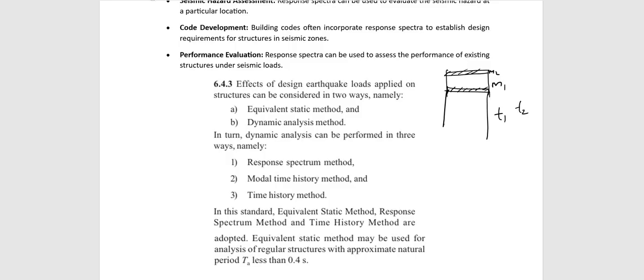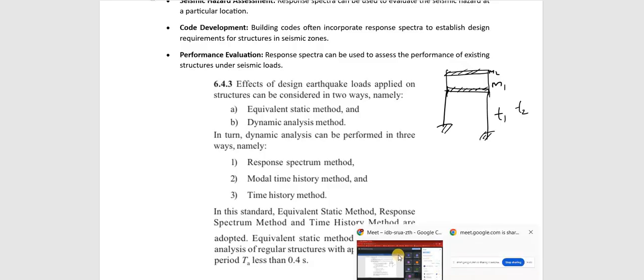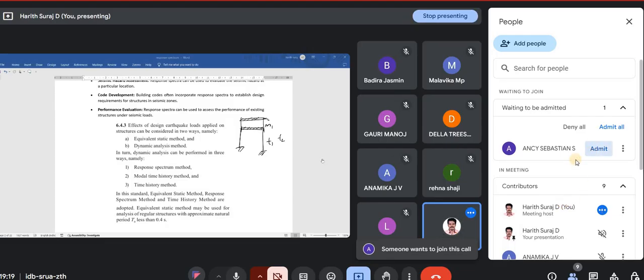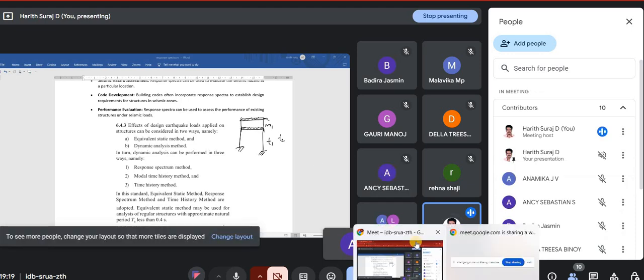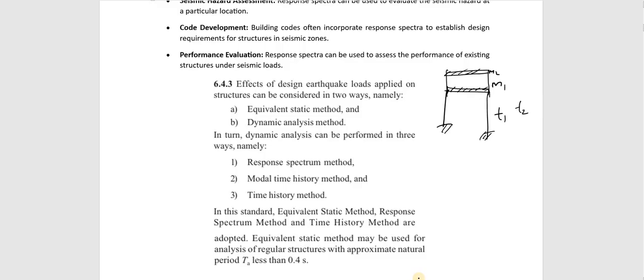So if this is a 2 degree of freedom system, then it will be having 2 degrees of freedom. So the degrees of freedom in the system will be 2. Therefore, there will be 2 time periods t1 and t2. So for both the time periods, you will be getting omega 1 and omega 2, and we can find out what is the response, mode shape, etc.